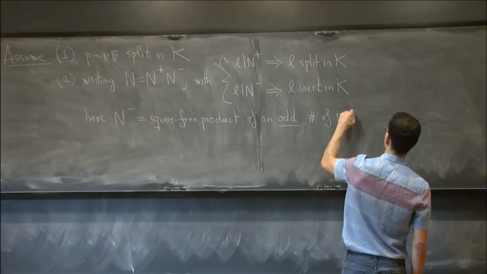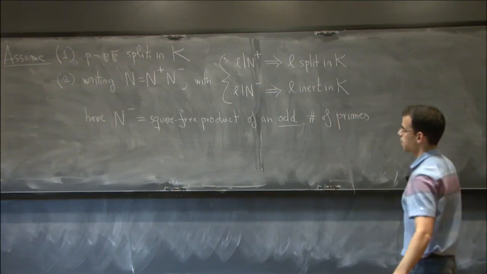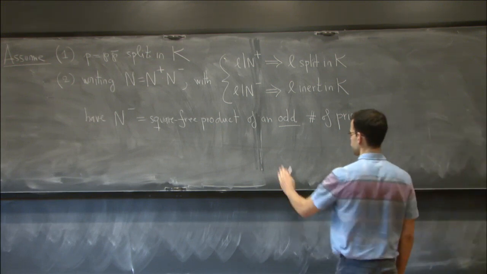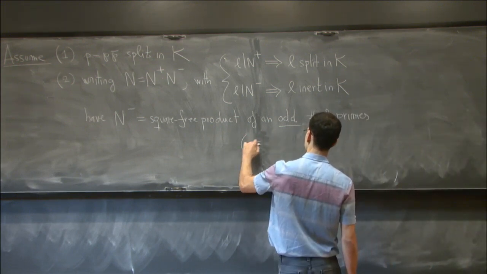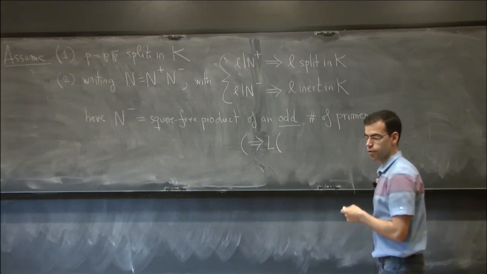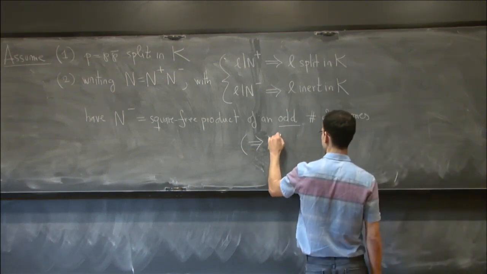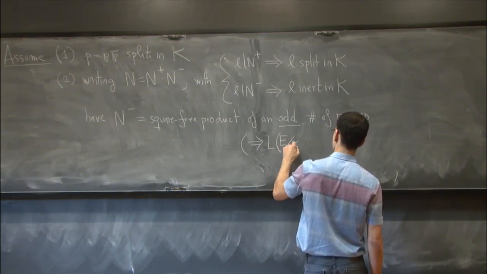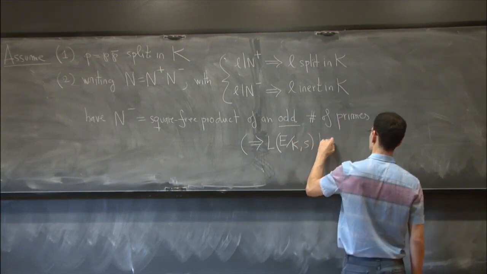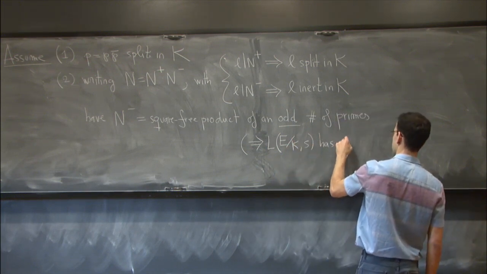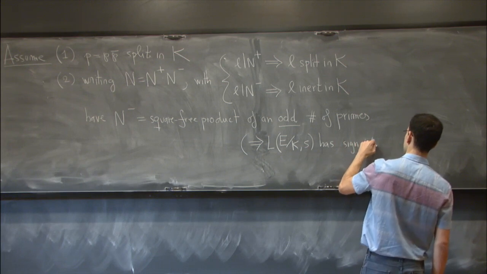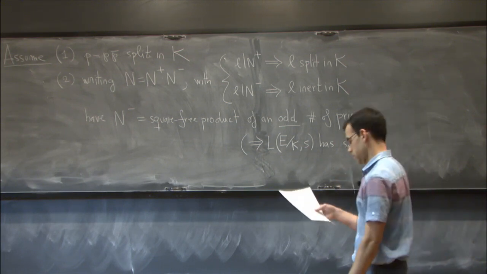The motivation for this last assumption is that it implies that if I look at the L-series of E base changed to K, this will have sign +1 in its functional equation.